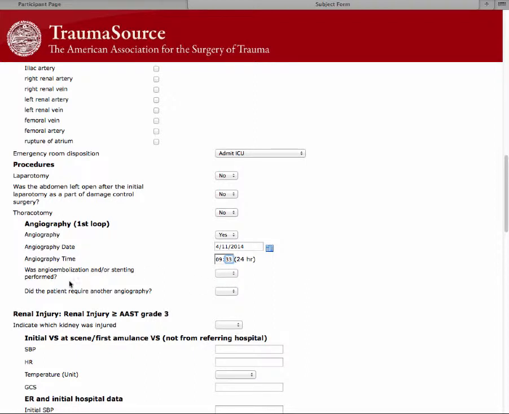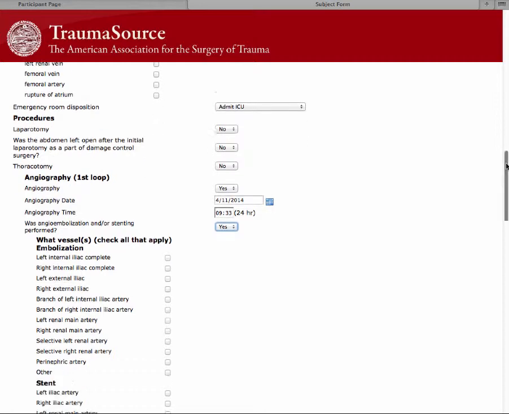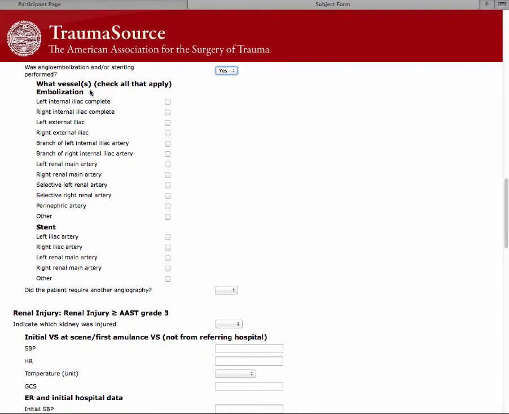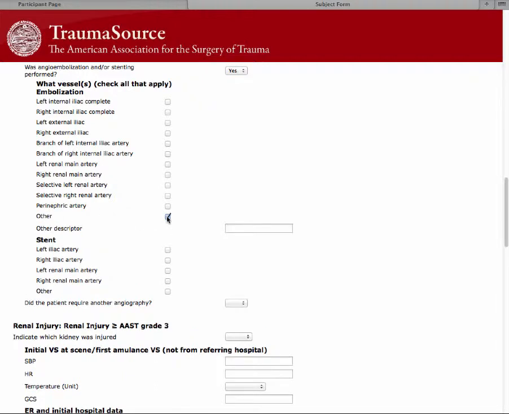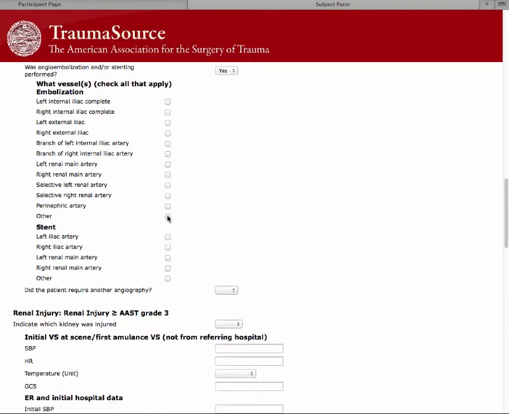Was angioembolization or stenting performed? So patients can obviously undergo angiography and just have the angio component looking for bleeding, but then nothing is actually done, no gel foam and no measures are taken to prevent bleeding, or a vascular stent is not placed. In this case, the patient did undergo angiography, and then this list comes up. What vessels were embolized? So these are the choices, and these encompass the vast majority of choices, but always you could check other if the choice isn't in there. So you can always check other to fill in a description of what was done as well.